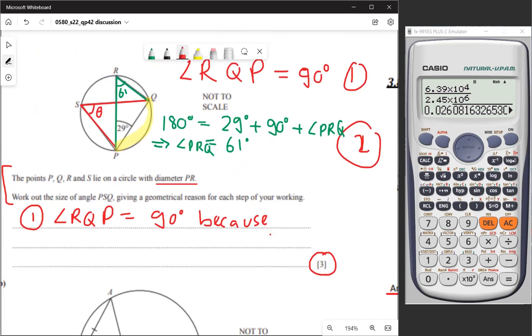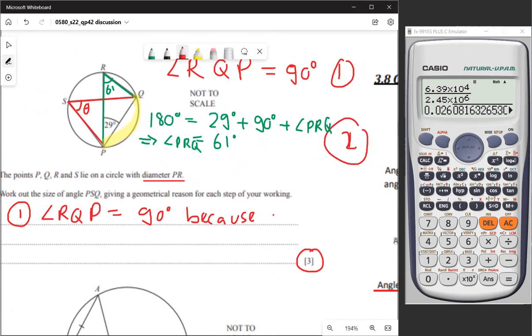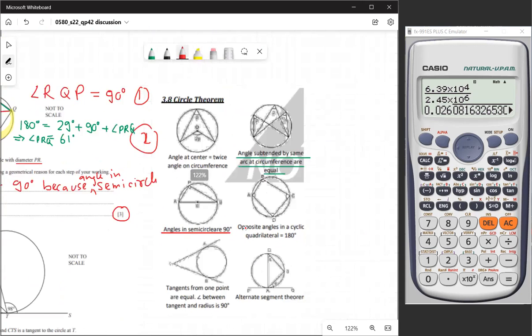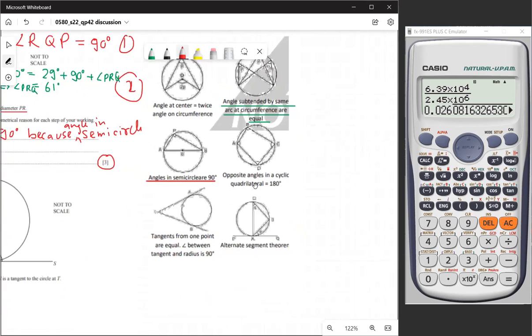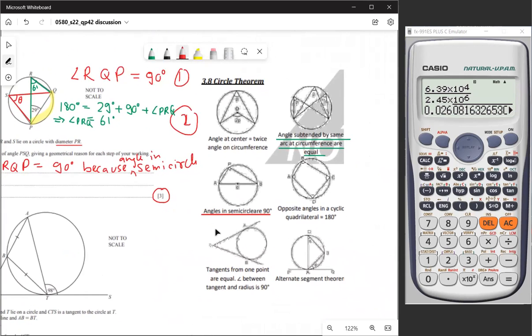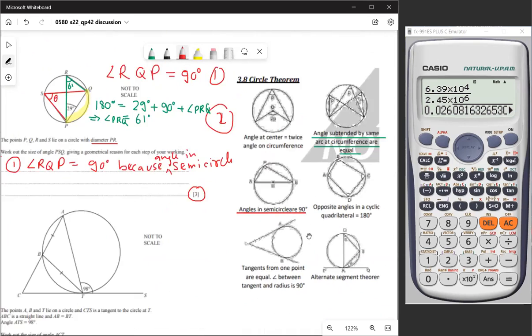Why is it? Because according to the semicircle rule, or because angle in semicircle. That's the rule. You have to memorize these. If you don't memorize these, forget it, you can't answer these questions. You have to memorize these 6 rules. There is no way to answer questions like these if you don't remember them. Okay? You have to memorize these.